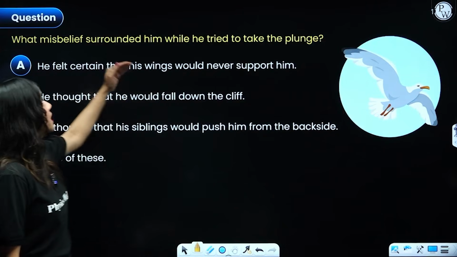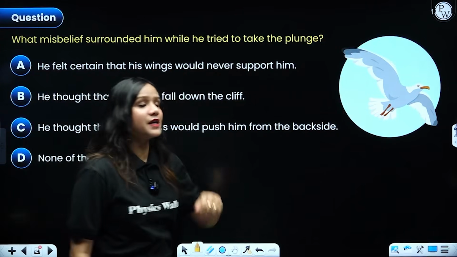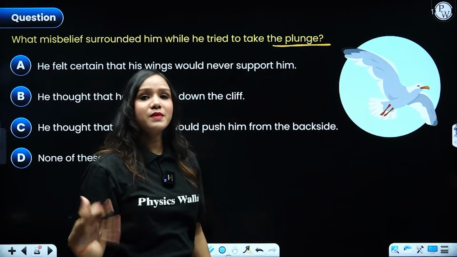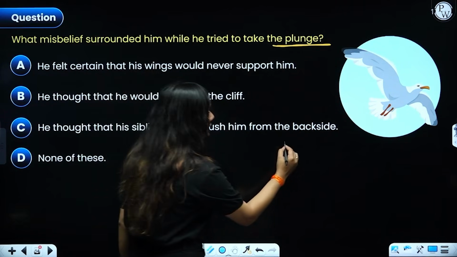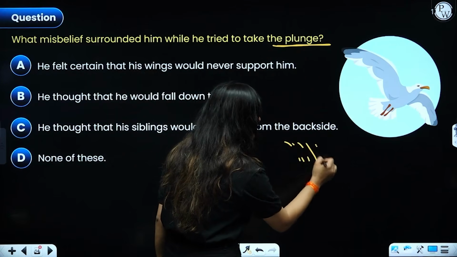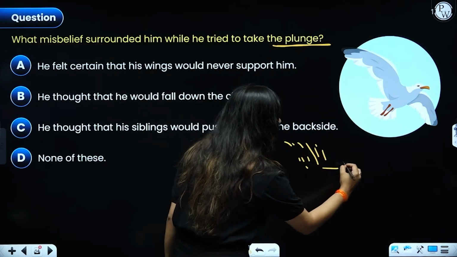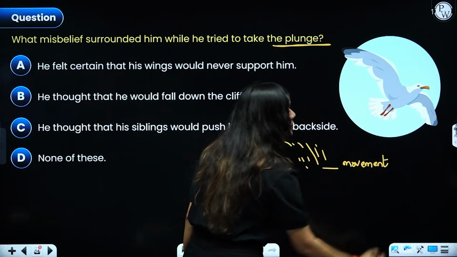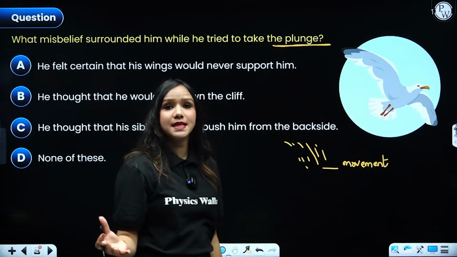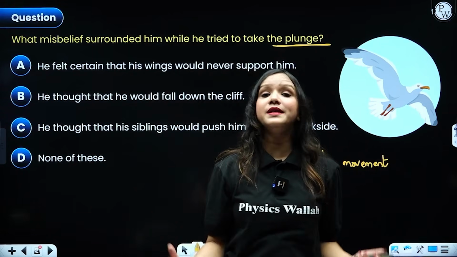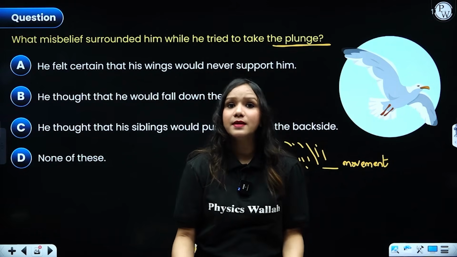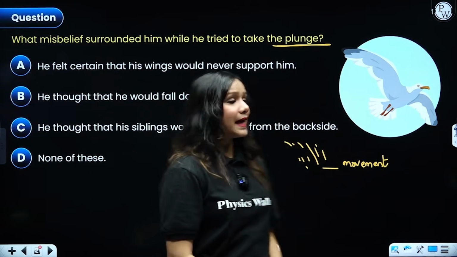What misbelief surrounded him while he tried to take the plunge? What is the meaning of plunge? It's like taking this downward movement, right? He was afraid to take the plunge because there was a vast expanse of sea below him, and he thought the moment he made an attempt to fly, he would eventually fall and die, right?